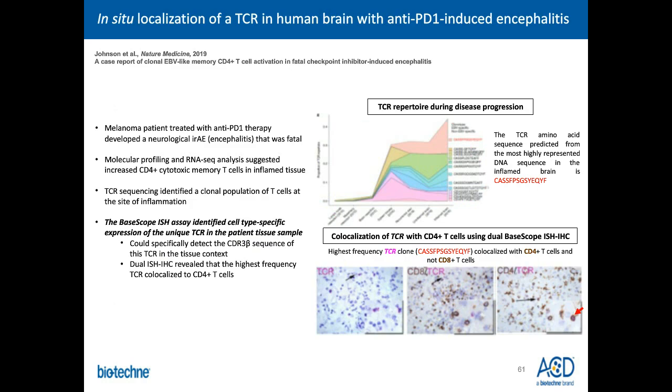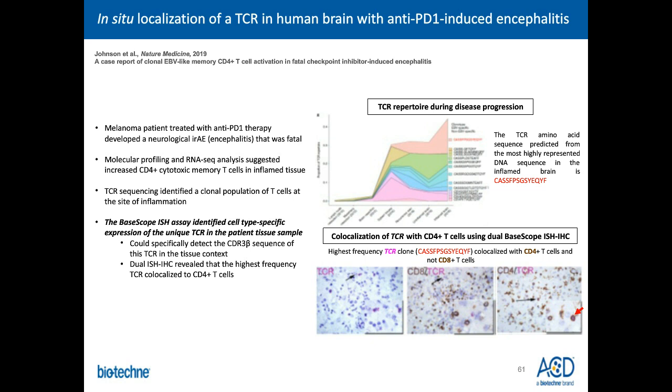In this particular example, this is a group from Vanderbilt that was trying to understand the reason for anti-PD-1 therapy-induced encephalitis in this particular patient that had melanoma. And this patient succumbed to their encephalitis. What they wanted to identify was the cell population, immune cell population, that was responsible for inducing this encephalitis. And when they performed TCR sequencing on this encephalitis tissue, they identified a specific sequence that was most abundant in this particular tissue. Then they went ahead and designed a BaseScope probe against this sequence.